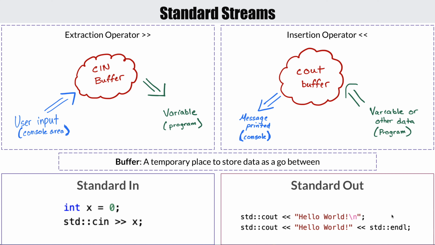Now this endl was how we flushed this buffer, okay? We flushed everything out. We're going to also learn how to flush the standard in, and I also want to mention that there is a third standard stream, it's called standard error, but we're not going to be going over that one in this video.